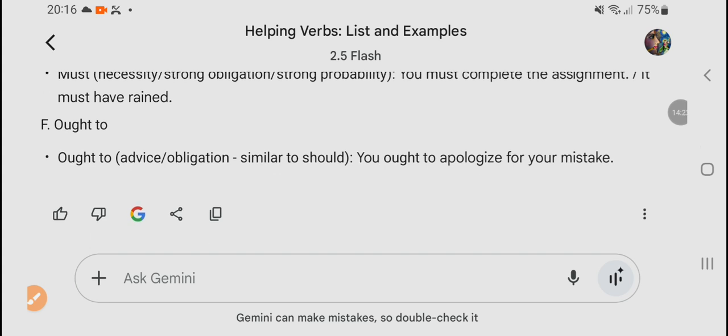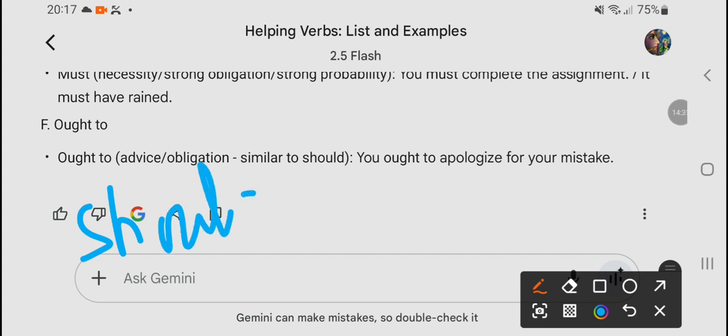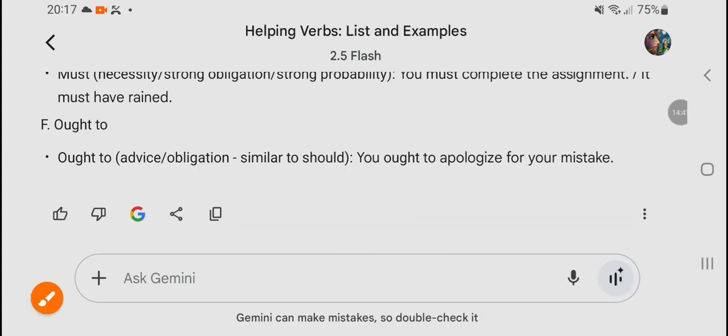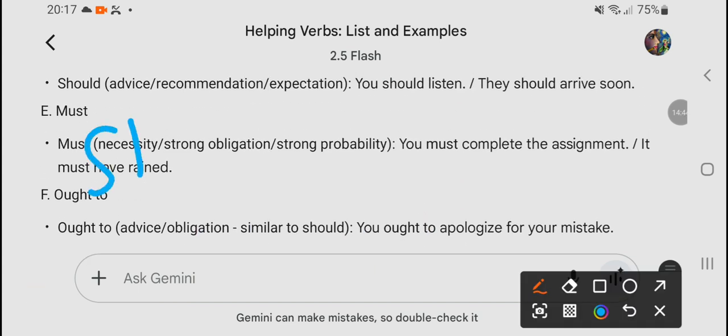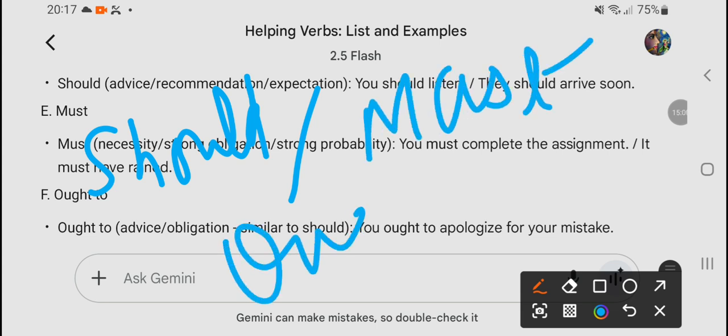Then ought to is no option. See difference between should, है ना? Then comes must and then ought to. Should, then you should, right? Then you have to, है ना? That is should. Then next is must, or then ought to.